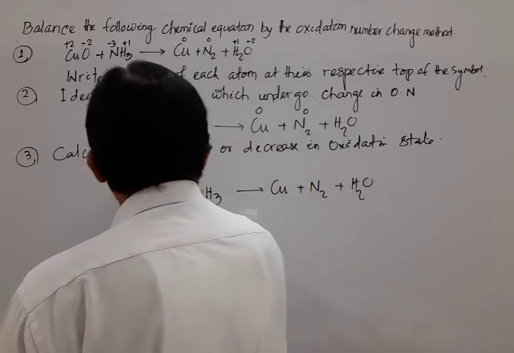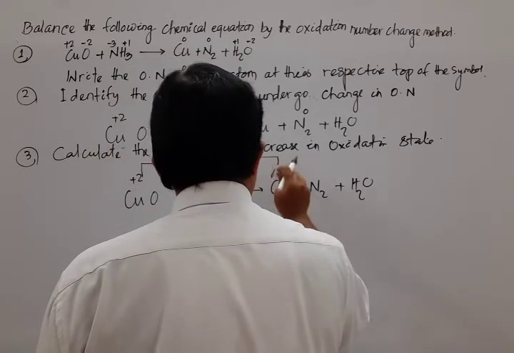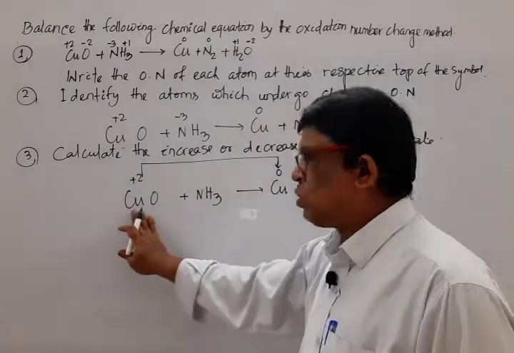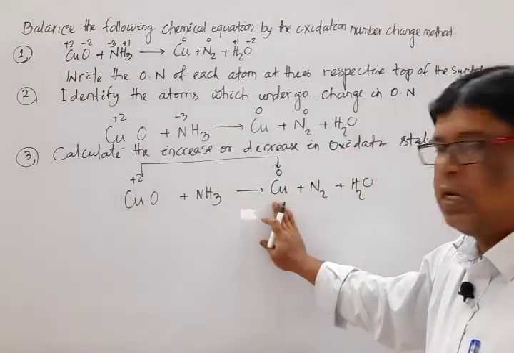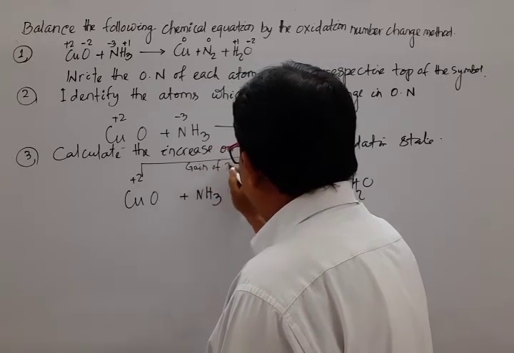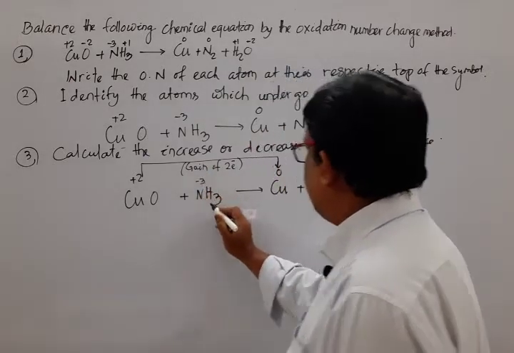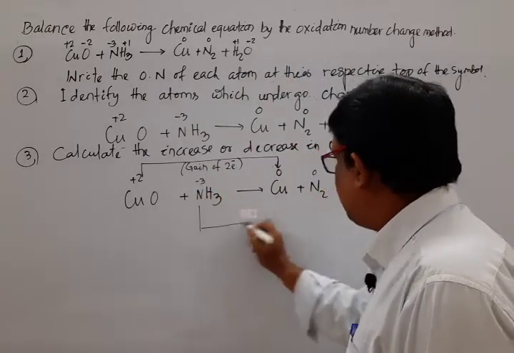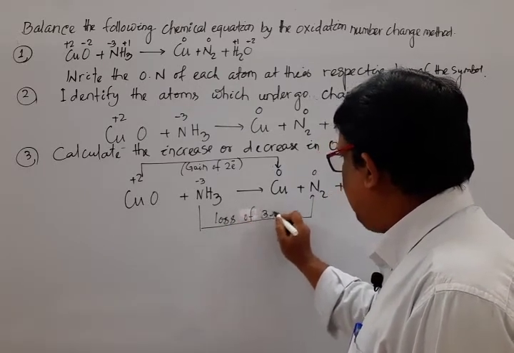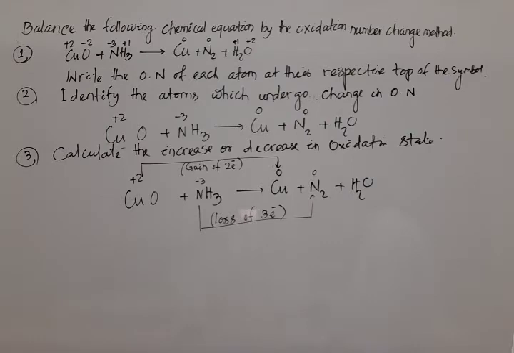It is +2, it is 0. So here Cu2 plus to 0 means gain of 2 electrons. And here nitrogen is -3, here is 0, which means loss of 3 electrons. Mark that. One side gain of 2 electrons and one side loss of 3 electrons.